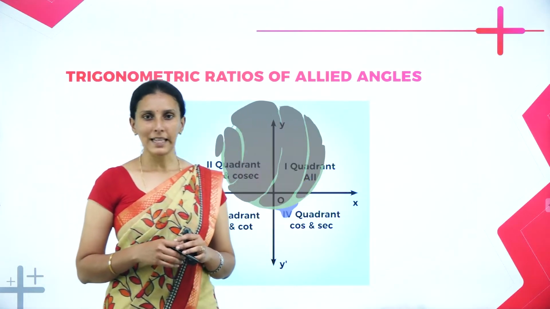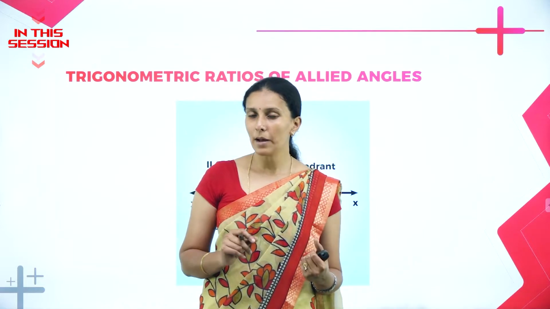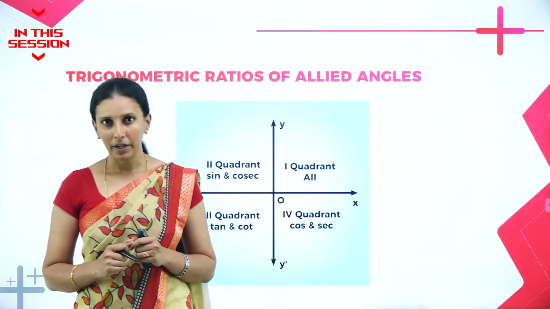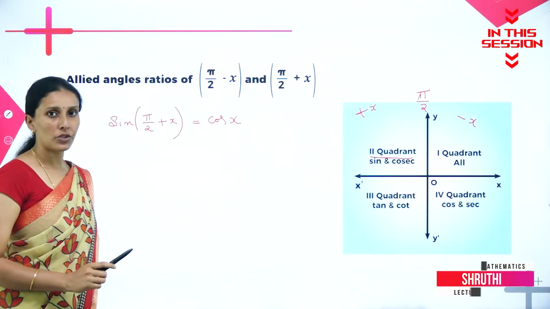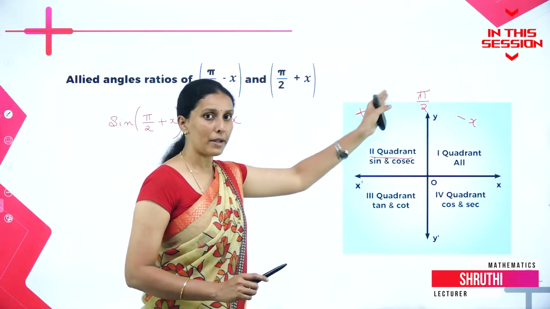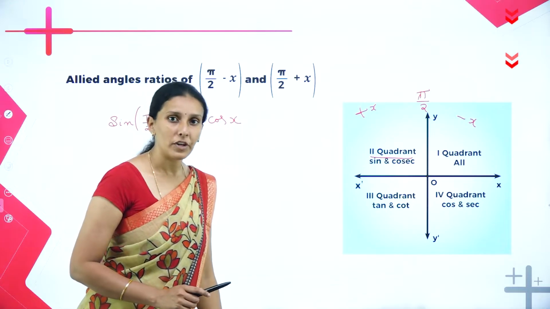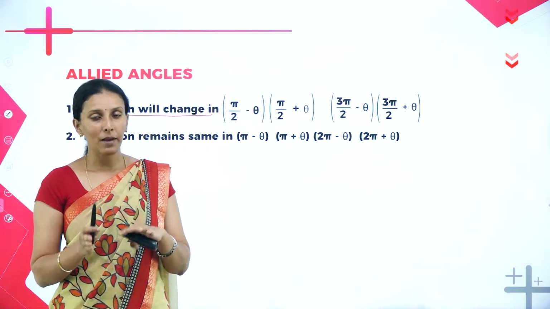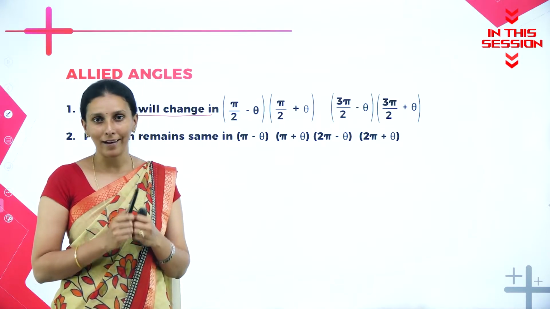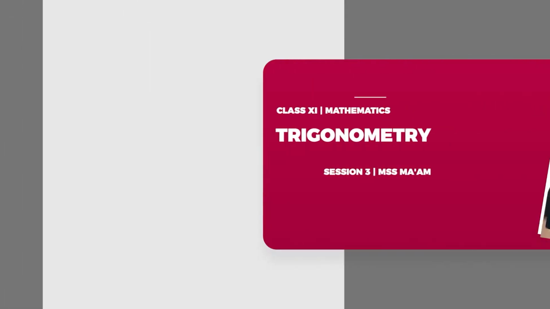What do you mean by allied angles? Two angles are allied together as a sum or difference of 0 or multiples of pi by 2. The function changes to its co-function whenever the angle is written as a sum of pi by 2. It is same as the angle when it is written as a sum of 3 pi by 2. The function remains same for pi and 2 pi, and depending upon which quadrant the angle lies, the function value is positive or negative.